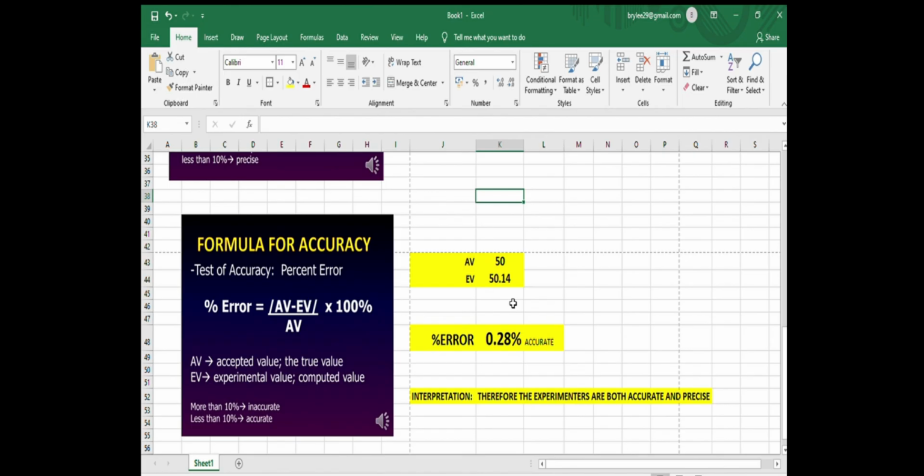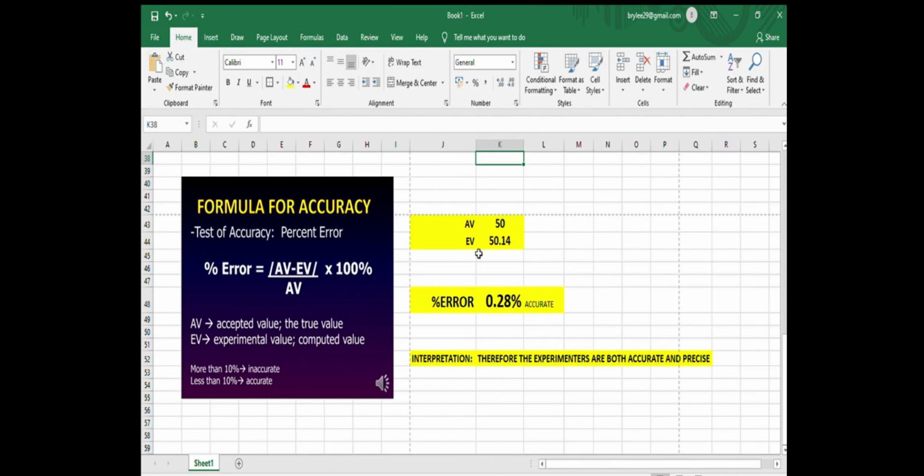Next, for the percent error, you're going to use the actual value for the volume, which is 50, and the experimental value, which is 50.14. Using the formula AV minus EV divided by AV times 100, substituting it, 50 minus 50.14 divided by 50 times 100, you will get 0.28%. Therefore, it is accurate. For the interpretation, we can say that the experimenters are both accurate and precise based on the data they obtained from the experiment.